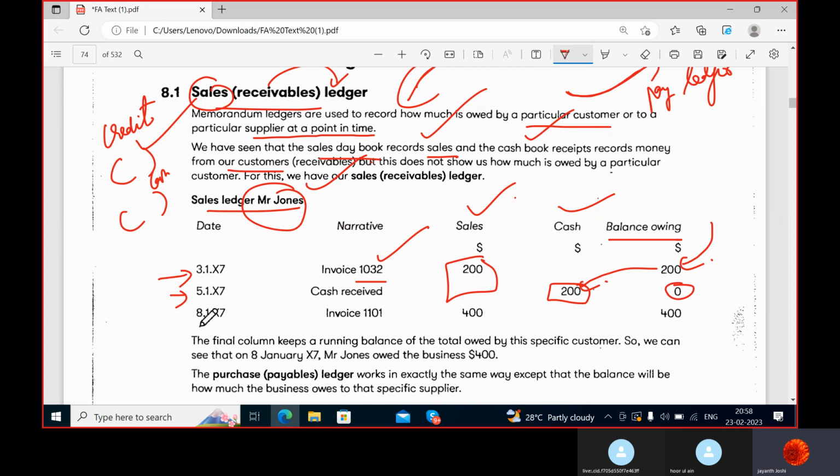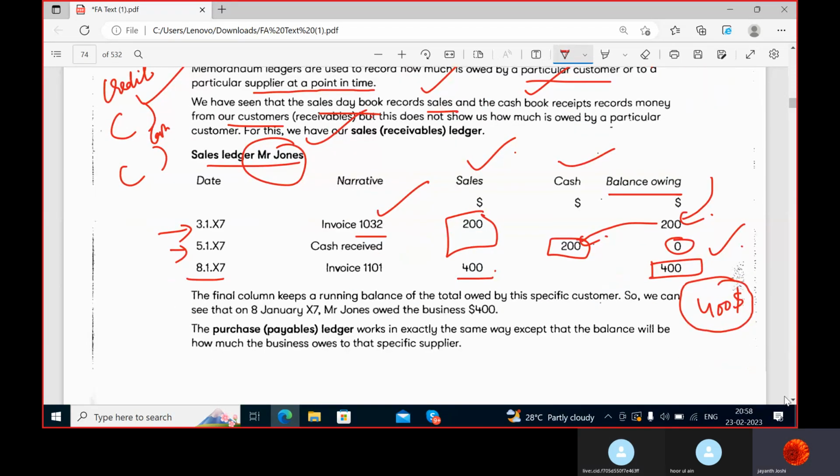Now again on the 8th, Mr. Jones has purchased goods from us, or we have sold goods to him, worth 400. Now how much is Mr. Jones supposed to pay us? $400. That means Mr. Jones's account is showing how much money he is supposed to pay to us.